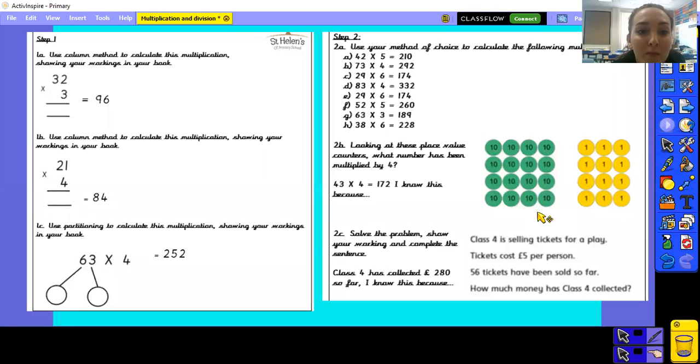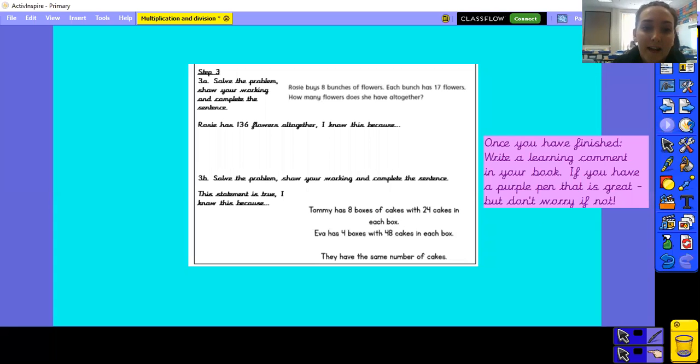Well done everyone for completing your independent work, and here is the answers to step 1 and step 2 of the worksheet. So if you'd like to pause the video now and mark your work with a purple pen or a normal pen. And again, here are the answers to step 3 of the worksheet. So again, if you'd like to pause the video and mark your answers. Once you've finished marking your answers, write a learning comment in your book. If you have a purple pen, that is great, but don't worry if not.